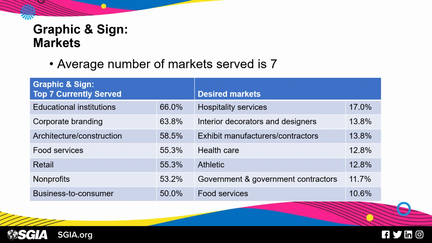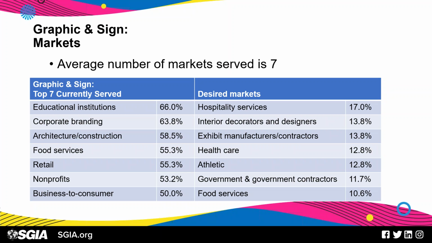Which markets would they like to enter? And the desired markets are mentioned on the right-hand side. Those are hospitality services, interior decorators and designers, exhibit manufacturers and contractors, healthcare, athletic, government and government contractors, and food services.